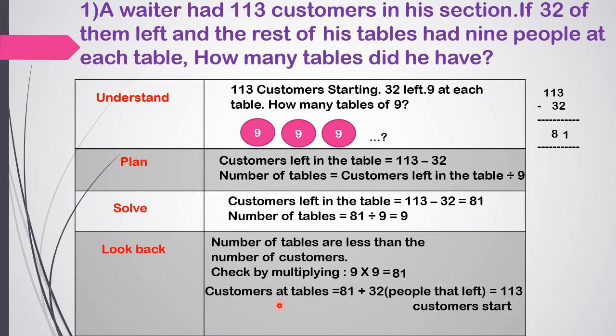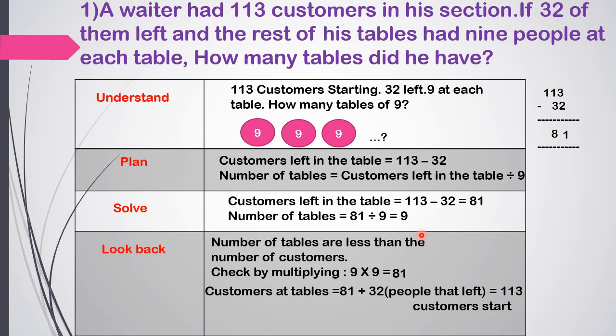And customers at the table is equal to 81 plus 32. The 32 are the people that left. So total 113 we got. Totally 113 customers were there in the starting. After that only 32 people left. So here we got the given number, 113. So the number of tables is equal to 9.